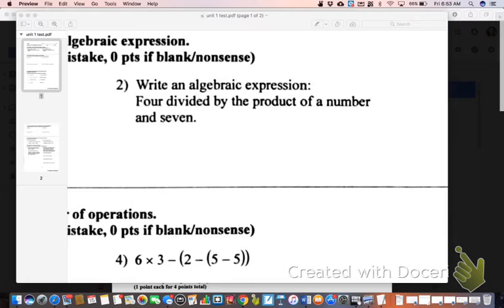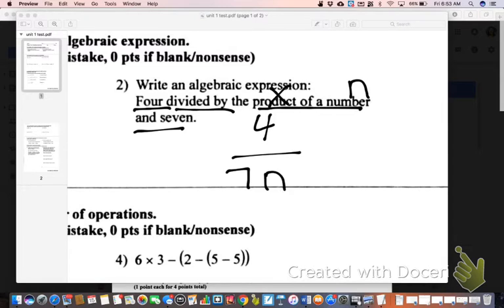For number 2, it says 4 divided by something. So I'm going to do 4, and I'm not going to use my little childish division symbol. I'm going to use a fraction. So 4 is divided by something, the product of a number and 7. So we know that product means that we're going to multiply. We don't know what number it is, so I'm going to use n to represent it, and 7. So that means we're going to multiply 7 times a mystery number. So I'm going to write it just like that with the 7 next to my variable that represents my mystery number. 4 divided by 7 times a number.